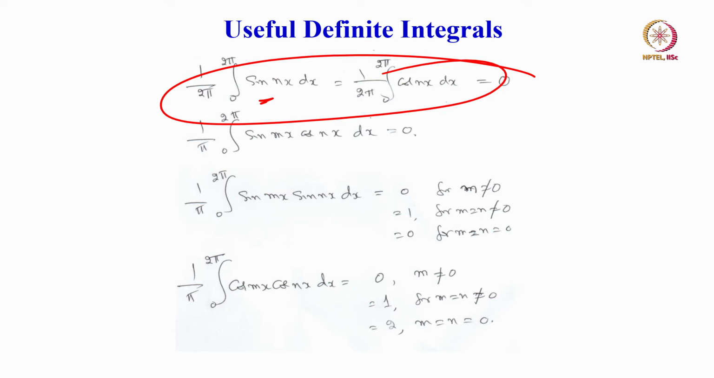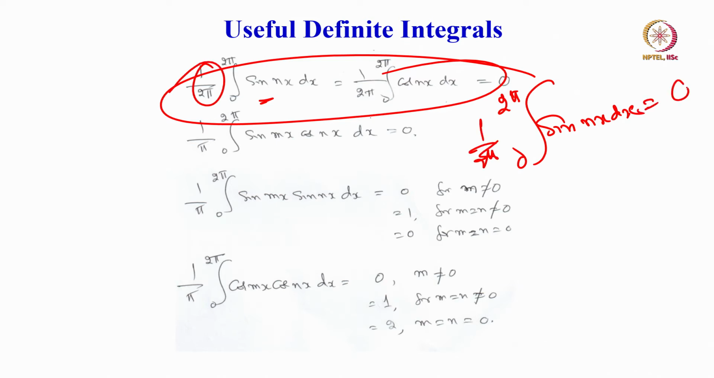Very easily, if I consider the integral from 0 to 2 pi of sin of n x dx, and of course 1 over 2 pi, if you want you can take it or not, it does not matter, it will be 0. This is a well known definite integral. For example, 1 over pi times the integral from 0 to 2 pi of sin mx into cos nx dx is also 0.